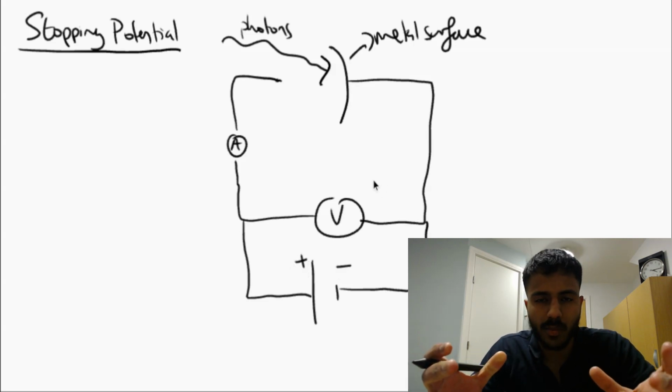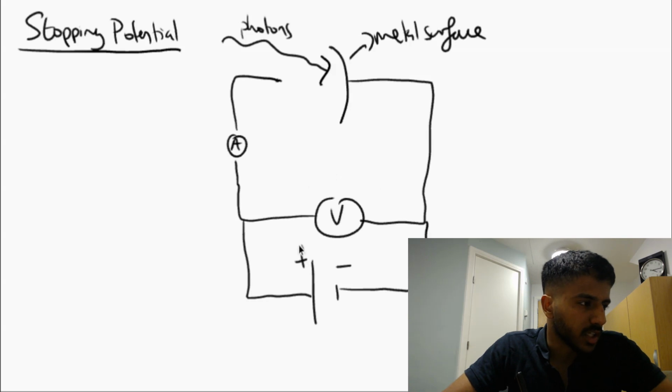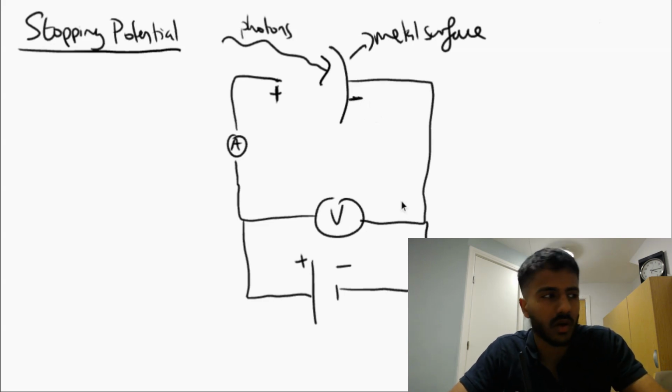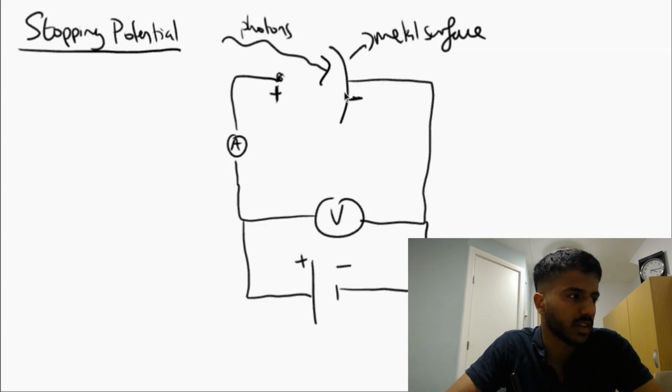One thing that you need to know about this circuit: if this battery has a positive terminal at this end, it means that this terminal here at this point is positive, and if it's negative on this side, this terminal of this metal surface here will be negative. So we can determine the polarity of this receiver here and this metal surface.